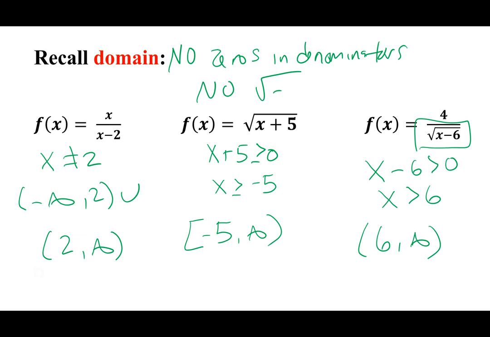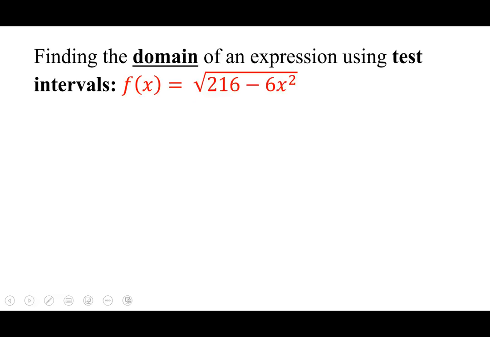So what does that have to do with what we were talking about? Well, our final example of the day, let's say you want to find the domain of the square root of 216 minus 6x squared. So we've seen these a couple of times, and we've actually seen this idea of a test interval, but certainly not lately.